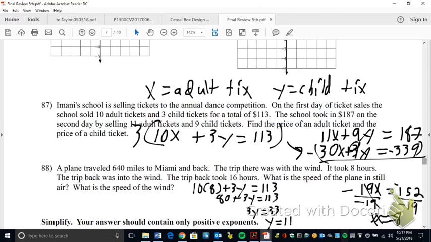And you can always plug it into the other one to make sure it makes sense. You can go 11 times 8 plus 9 times 11 equals 187. That would give you 88 plus 99 equals 187. And you know what? That's exactly what it equals. So we're good to go.